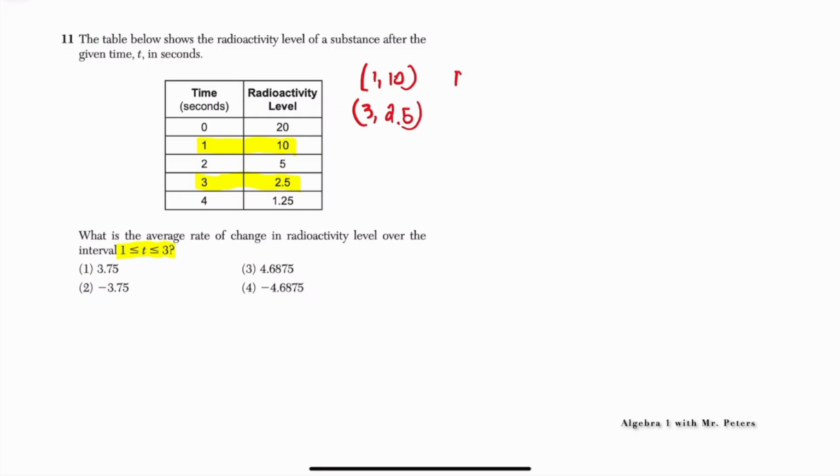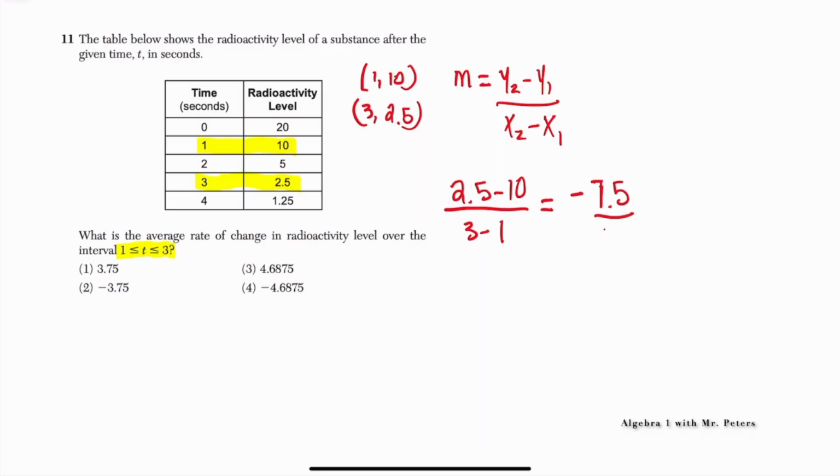And we're going to use the slope formula to find the average rate of change. So y2 minus y1 over x2 minus x1. So I'm going to put 2.5 minus 10 all over 3 minus 1. This is going to give me negative 7.5 over 2. And once we simplify, the average rate of change is going to be negative 3.75. So our answer choice is going to be answer choice number 2.